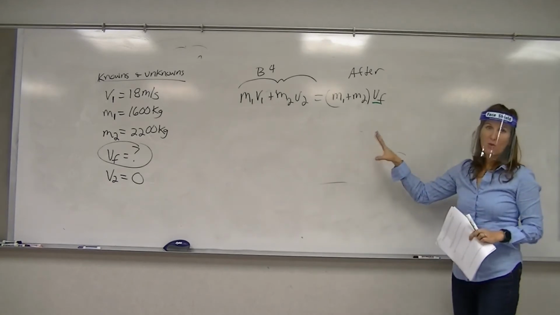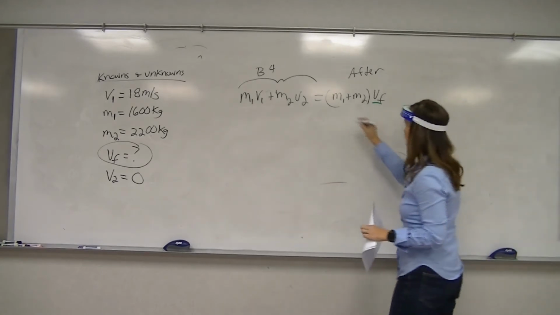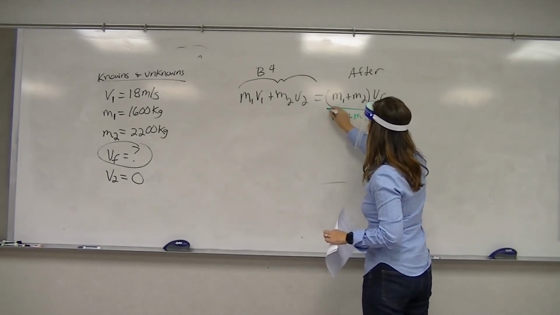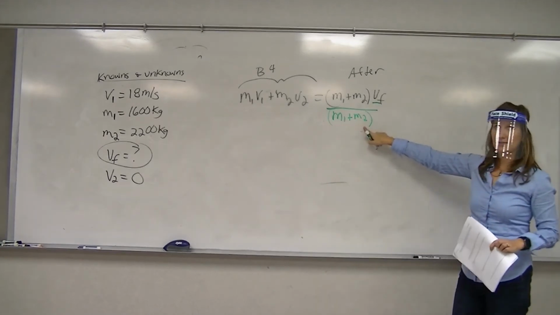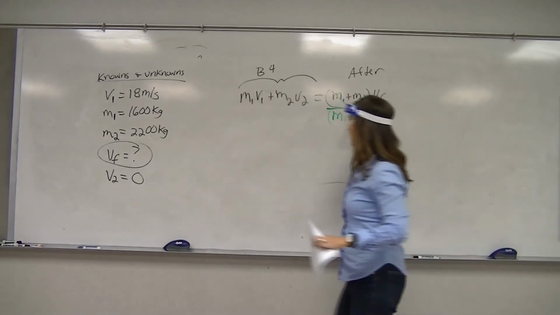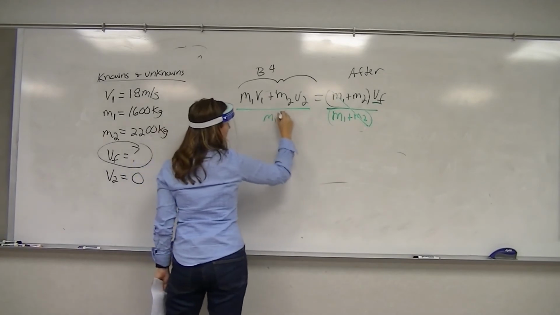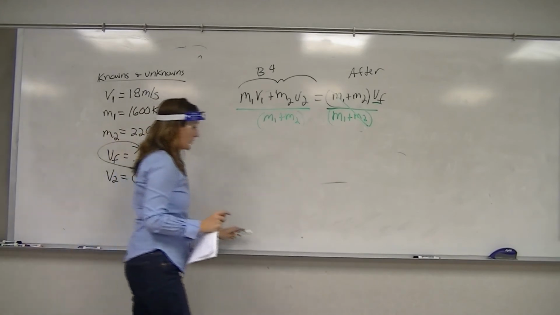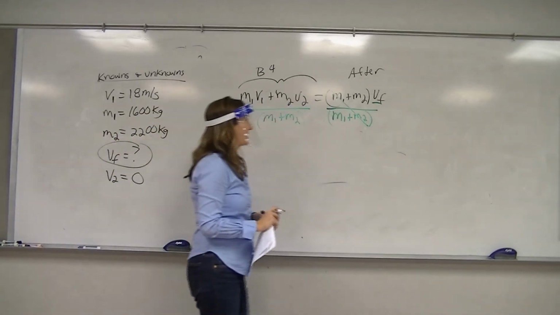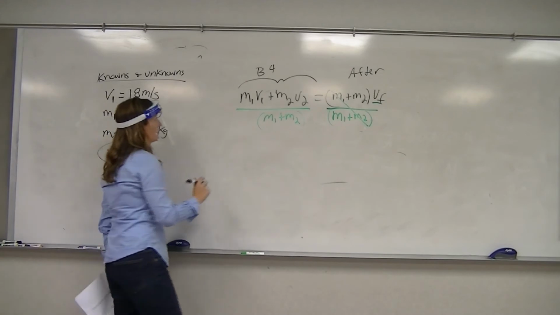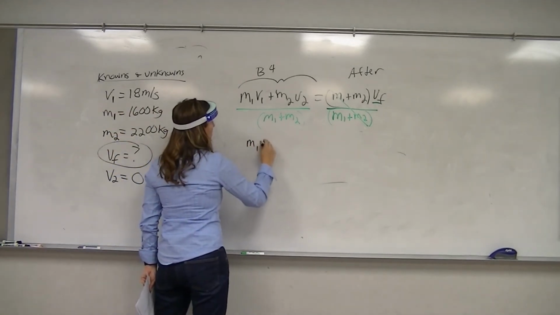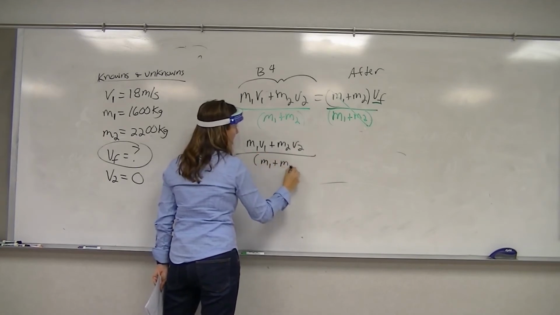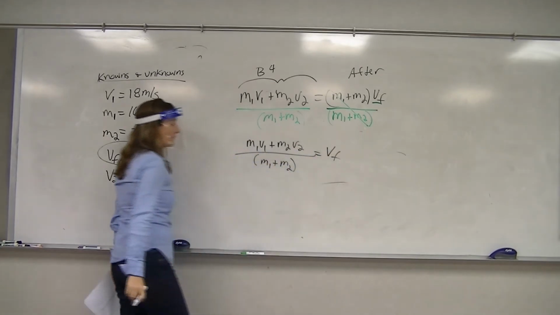And we've rearranged this a whole bunch of times already, but I'm going to do it again. This is a refresher. I want VF by itself, so I'm going to divide by the sum of the masses, so that it cancels on this side. And then I'm going to have to divide on the other side as well. Notice it's in parentheses for a reason. When you enter it in your calculator and you're adding those masses, make sure you put them in parentheses. So, my rearranged equation, I can plug in my values to solve for VF.